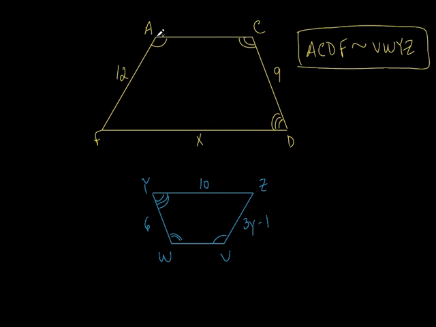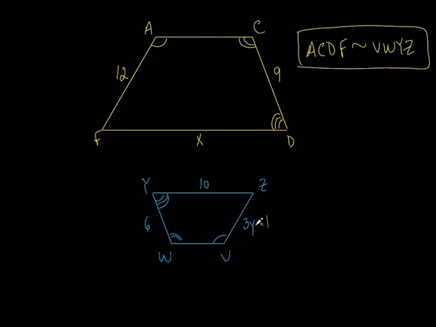Because you look at the side. What's this segment right here? It's AF. So it's the first one and the last one. So AF is the same as what over here? VZ. So which one is VZ over here? This one right here. So the 12 and the 3y minus 1 go together.